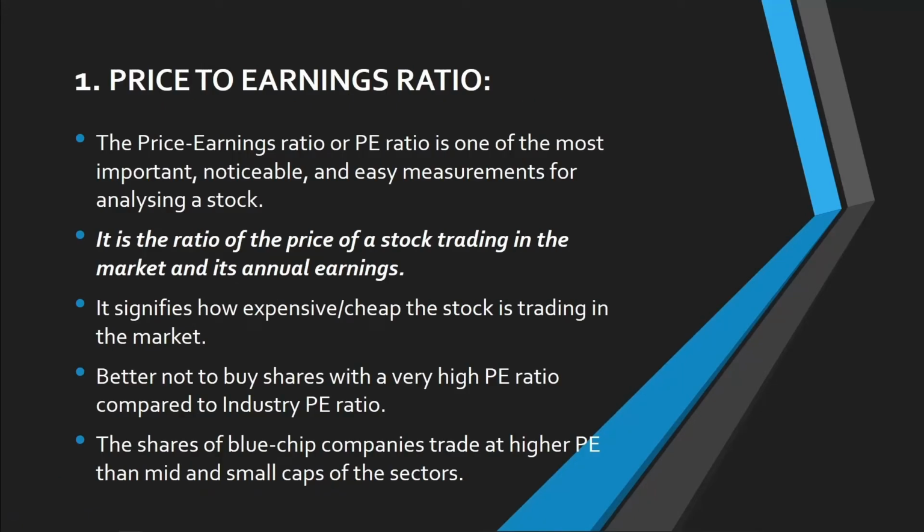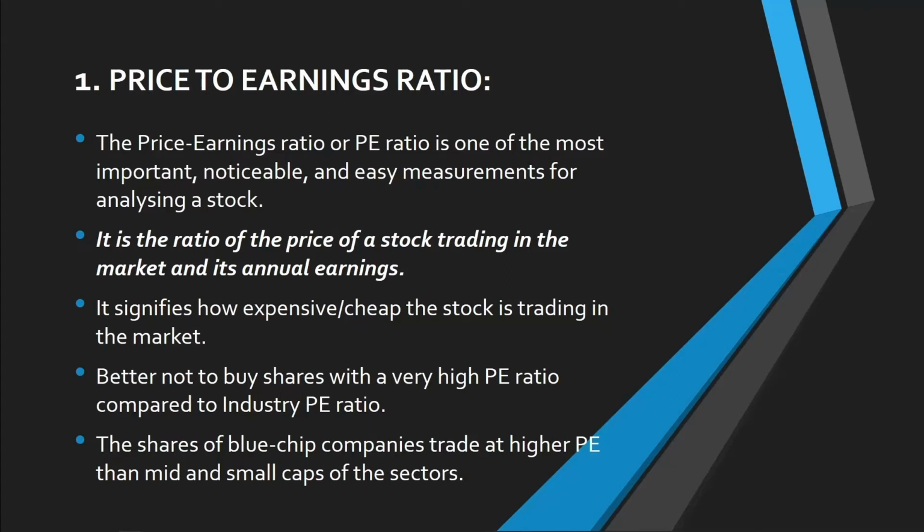Coming to the point, the 4 most important ratios that I use for fundamental analysis. Number 1. Price to earnings ratio. The price to earnings ratio or PE ratio is one of the most important, noticeable and easy measurements for analyzing a stock. It is the ratio of the price of a stock trading in the market and its annual earnings. It signifies how expensive or cheap the stock is trading in the market.